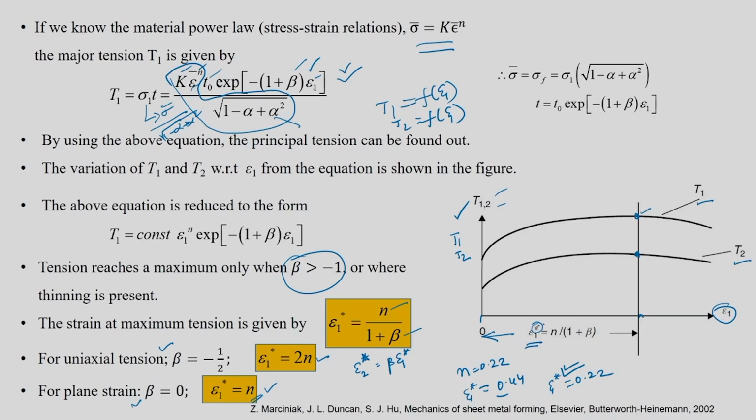Once this star indicates that the material will be in some sort of instability, or a maximum load is reached, maximum tension is reached. So, we will stop this theory part with this.